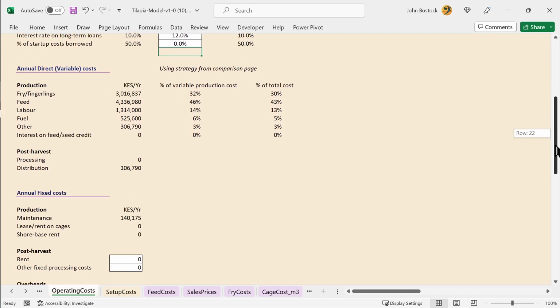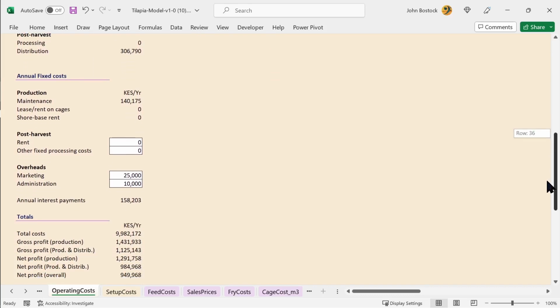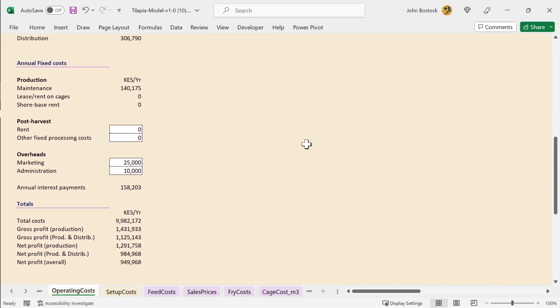The next section summarises the annual fixed costs. These are the operating costs that do not depend on the number of fish stocked. Figures for maintenance and lease are included based on the values entered in the setup cost sheet and operating costs table respectively. There are then boxes for you to enter your cost information for additional items relating to post-harvest operations, such as building rent and standing power charges. Note that the model does not include any setup costs for processing, so if there is any depreciation, it will need to be included under the other fixed processing costs.